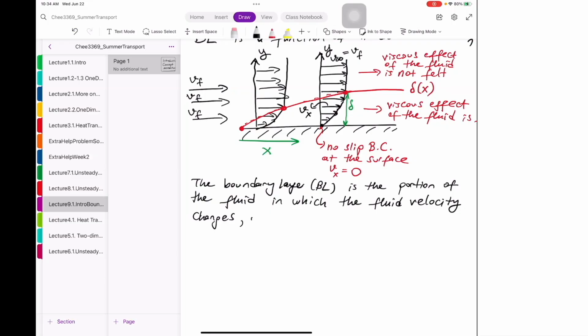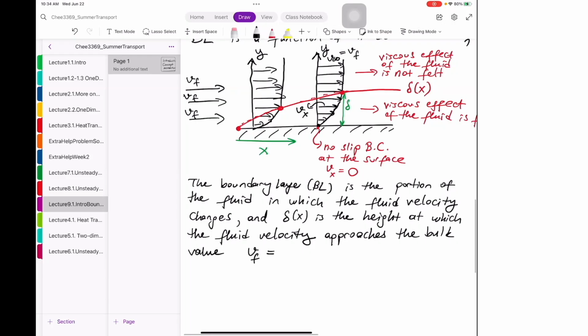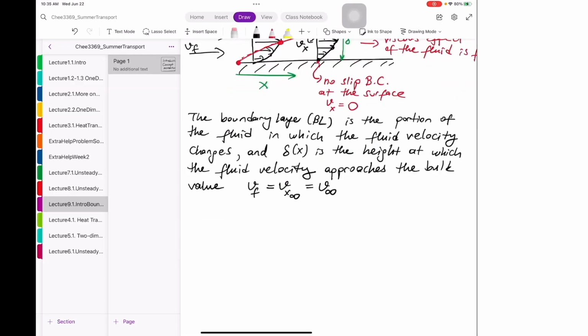And delta x is the height at which the fluid velocity approaches the bulk value, which you can also call Vx infinity, or simply V infinity, at large y's.